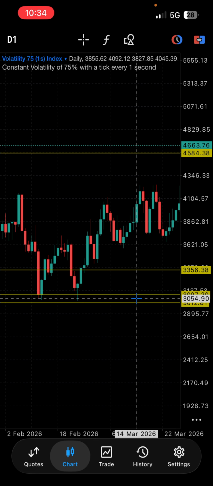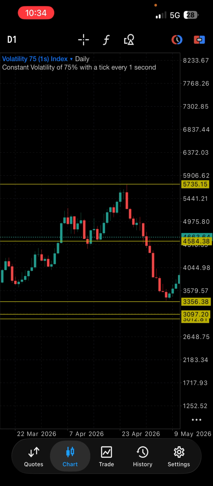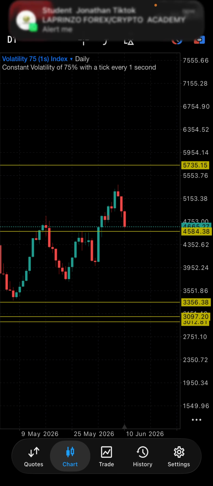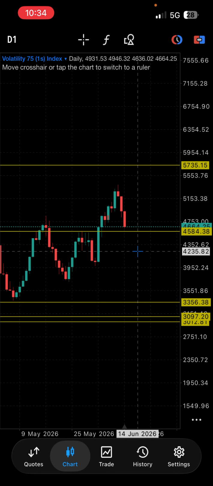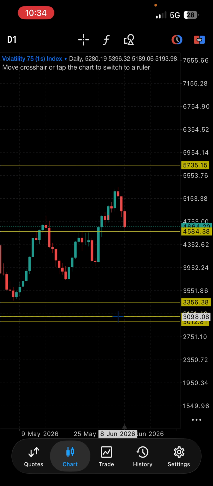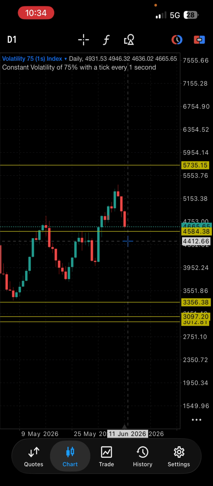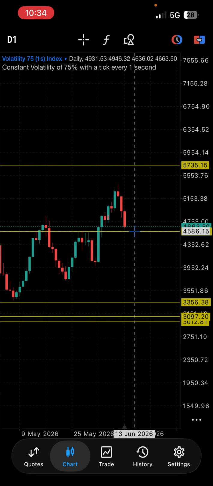So when price comes to this area, that's when you make trading decisions. You have to be very patient. If you are trading support and resistance, you need to be very patient. You do nothing as long as price has not gotten to your support and resistance. Right now, price is approaching this key level, so I can now look for trade opportunity.